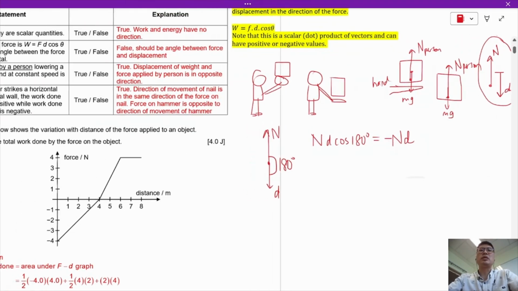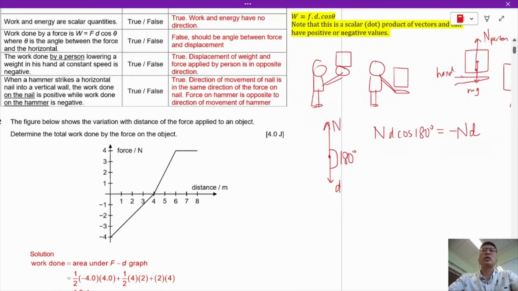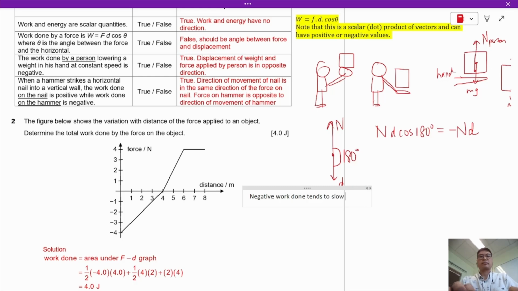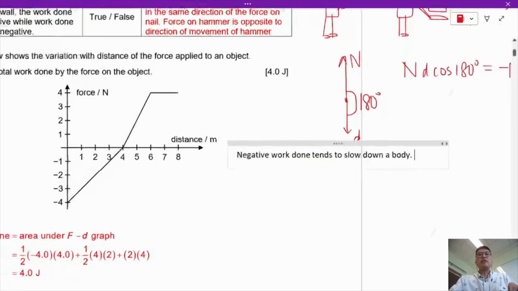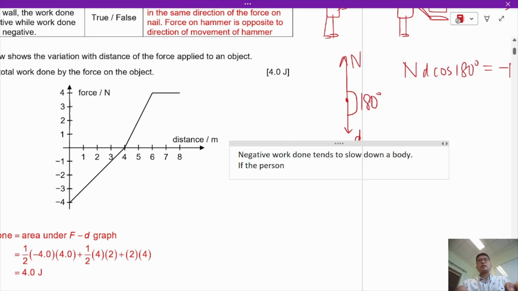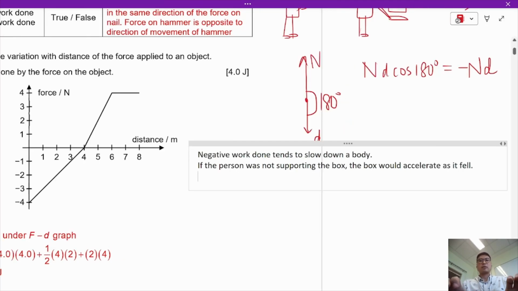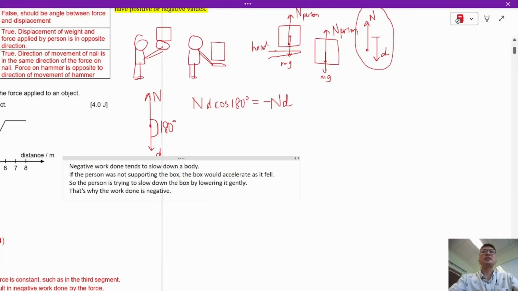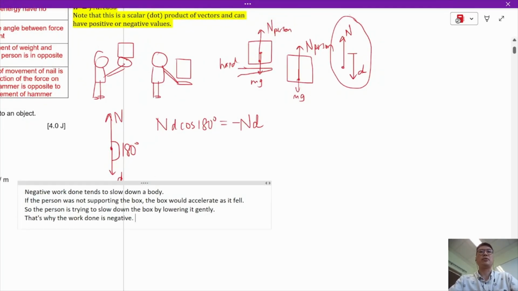Now, what does this actually mean? When you lower a weight, the work done by the person is negative. Now, remember that negative work done tends to slow down a body. Now, if the person was not supporting the box, then the box would fall freely. So what this means is that when lowering a crate to the ground, you're actually trying to slow it down. And because you're trying to slow it down by lowering it slowly, that's why your work done is negative. So that's a physical understanding of the meaning of negative work when lowering a box.